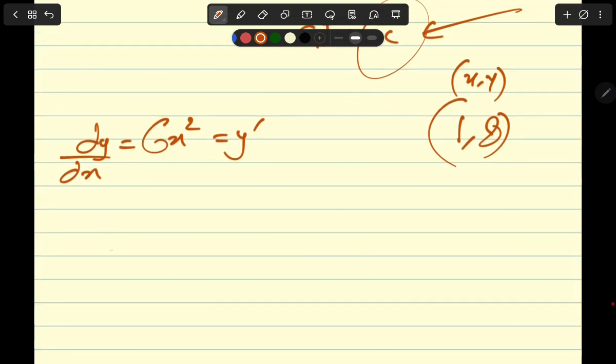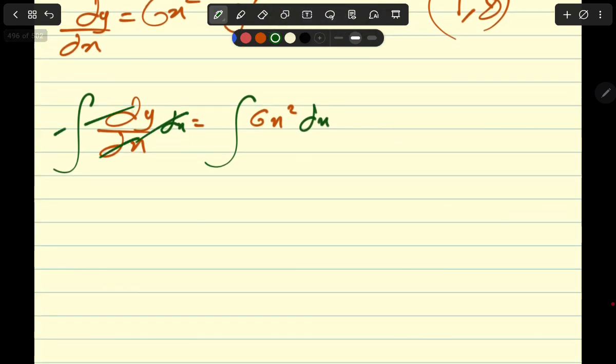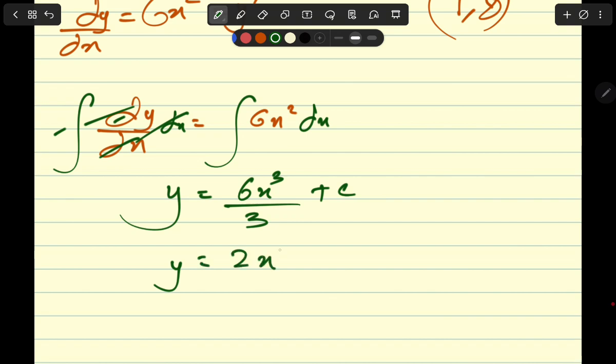So what do you have to do? dy by dx is equal to 6x squared. You apply the integral operator. So this cancels, this cancels, so you have y is equal to 6x cubed upon 3 plus c. So this becomes y equals 2x cubed plus c.